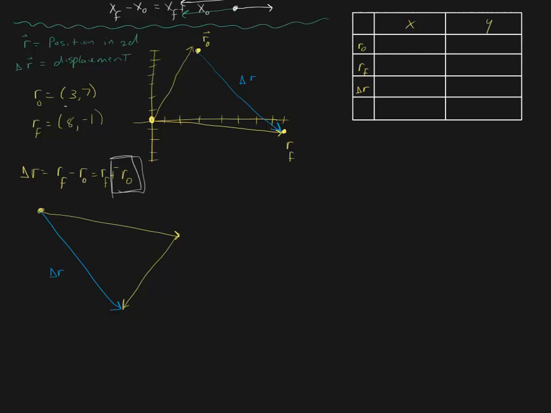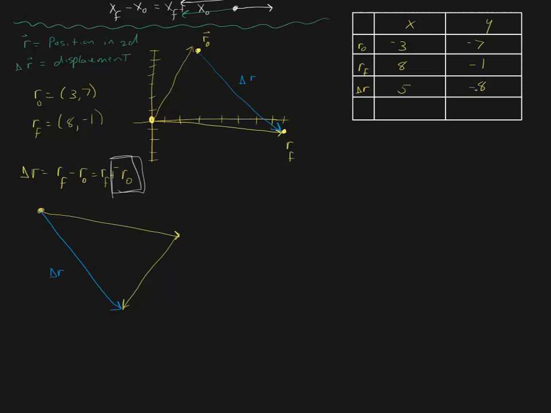So what's the negative of 3? The negative of 3 is minus 3. What's the negative of 7? Minus 7. Our final is 8, minus 1. And so delta R is just the sum of this. So 8 minus 3 is 5. Minus 7 plus a minus 1 is a minus 8.